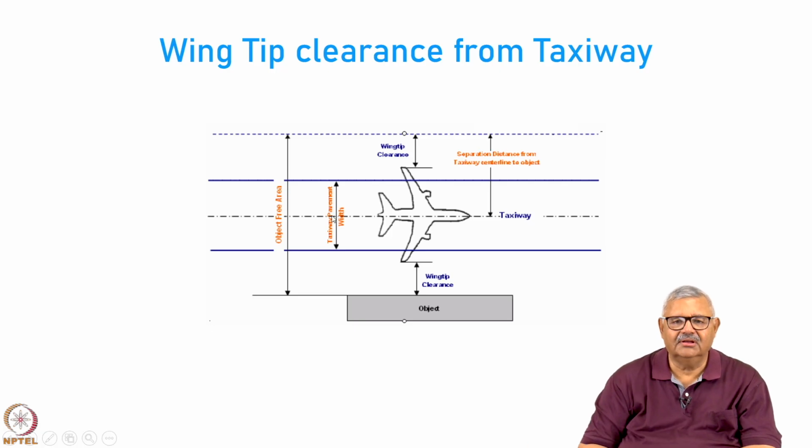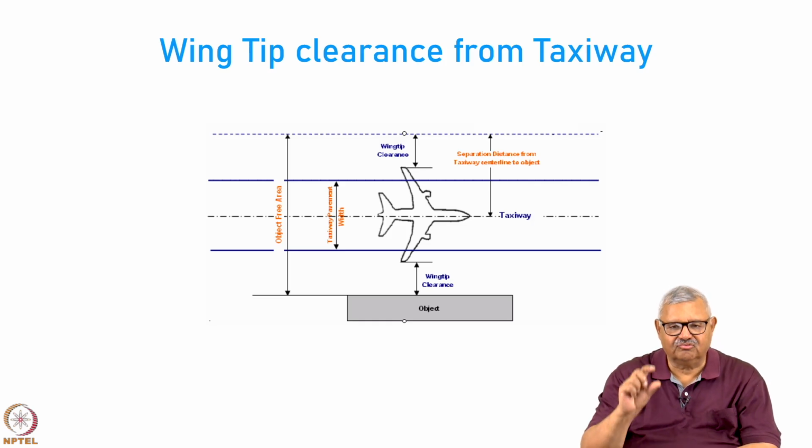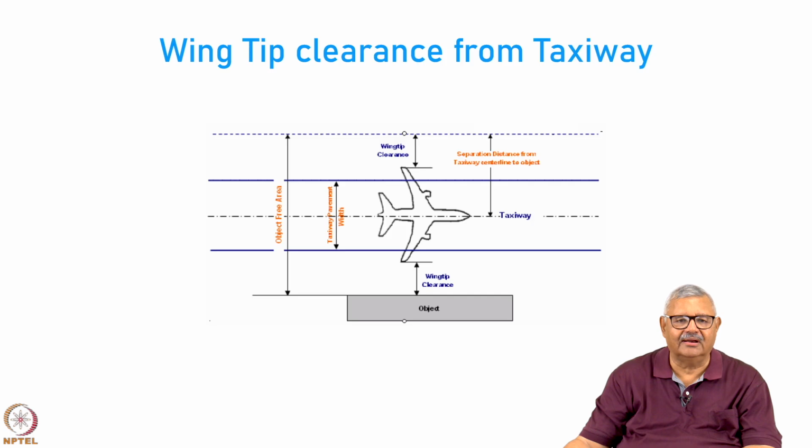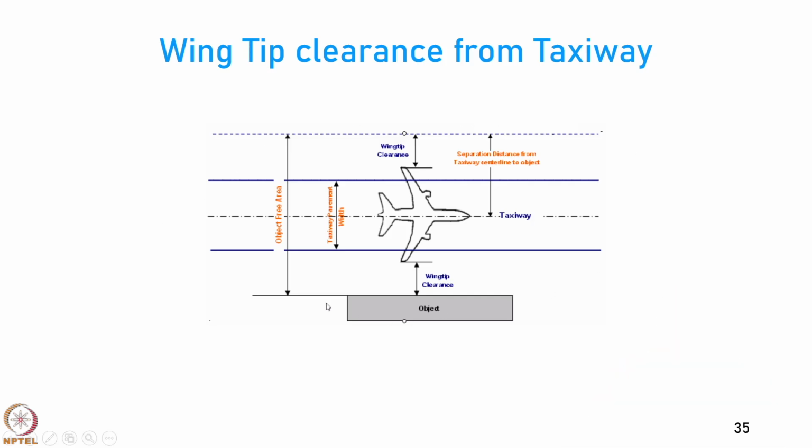So, there has to be some wingtip clearance from the taxiway. So, between the taxiway and the nearest object, there has to be some gap. This gap is also mandated by the regulatory requirements, and that comprises the object free area of the taxiway.